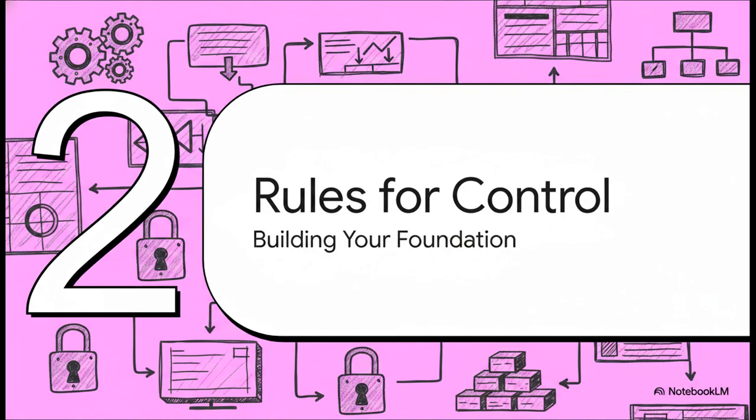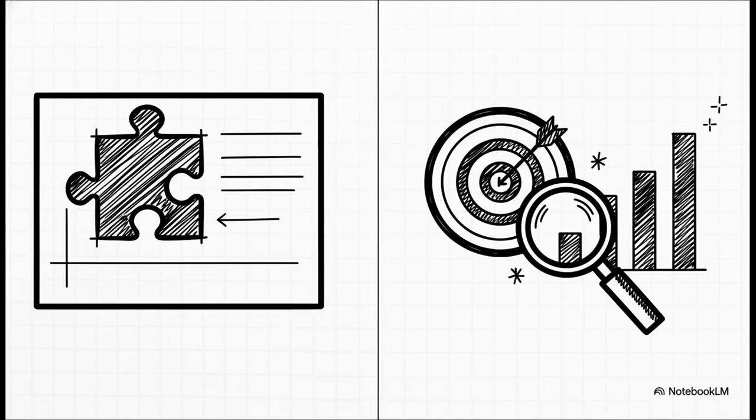Moving right along to Section 2, Rules for Effective Control. This is all about building your foundation. The source text lays out exactly 9 blueprints for making control systems actually work. Starting with the first 3, you absolutely must match your controls to specific plans, ensure flexibility, and, above all, ensure accuracy.